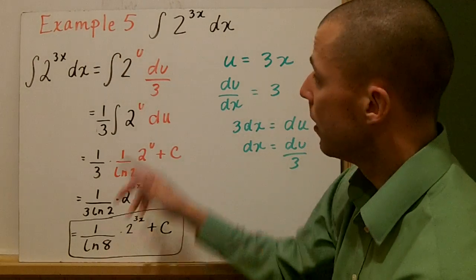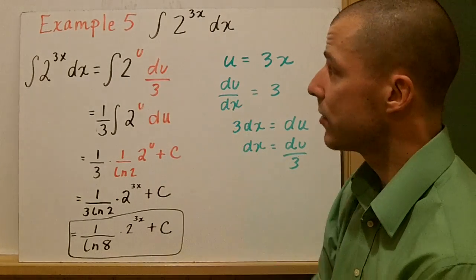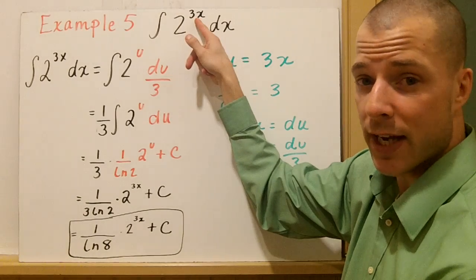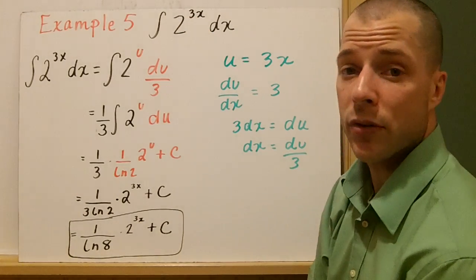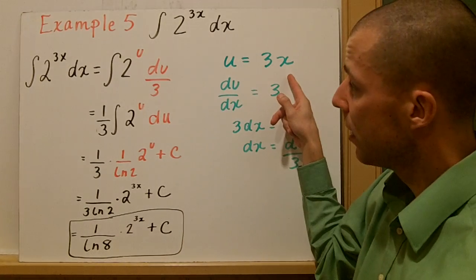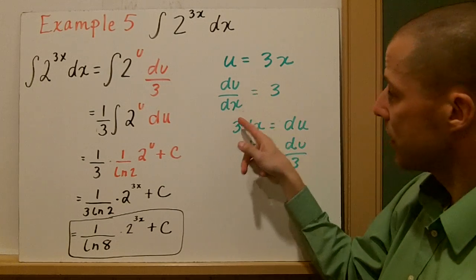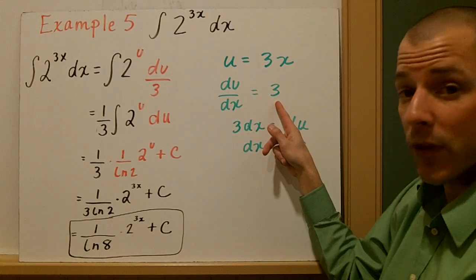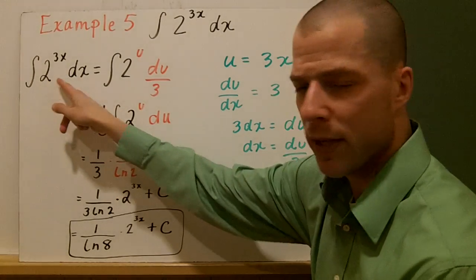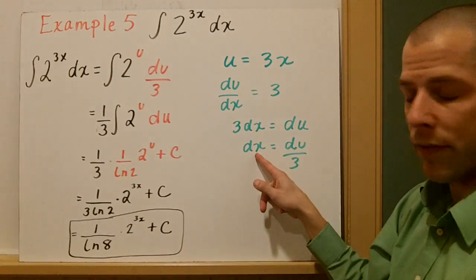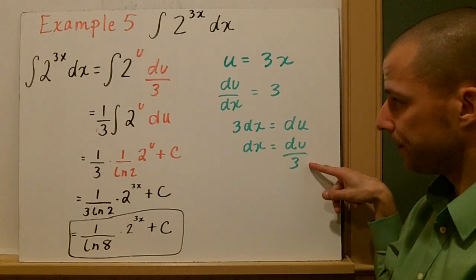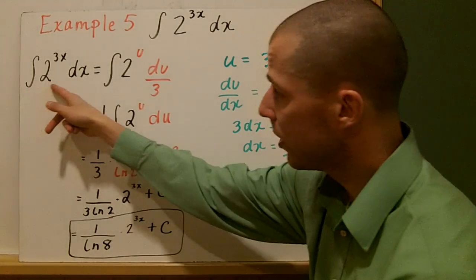Last example, 2 to the 3x dx. So again, an exponential equation, however, we've switched the power. It's no longer just x, it's being multiplied by something. So again, we're going to use u-substitution, and we're going to let u equal 3x. So when we do that, u equals 3x, du equals 3 dx, the derivative. But I don't see 3 dx up here. So again, I solve for dx. I get dx is equal to du over 3. Now, let's rewrite the original problem.